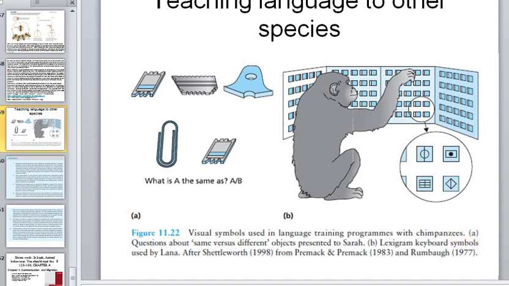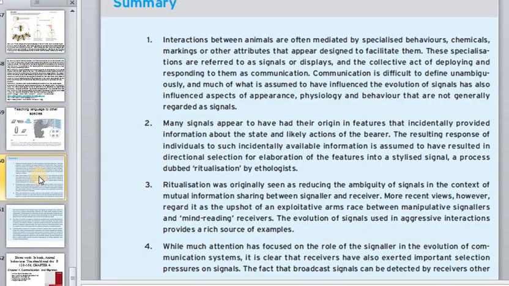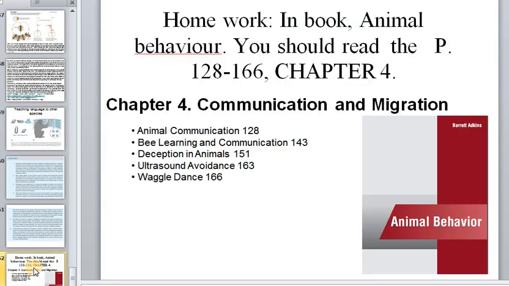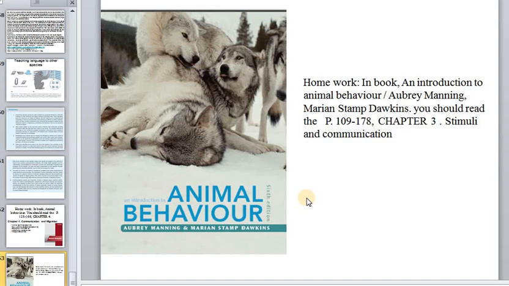And so the next slides are just a summary of what we talked about today. This is a summary for today's practical, and as usual I leave the homework for you. It is our book Animal Behavior. You should read the pages in chapter 4 about communication and migration, and one more book here, which is an introduction to animal behavior, in chapter 3 the pages about stimuli and communication.